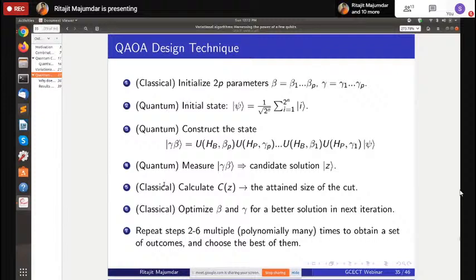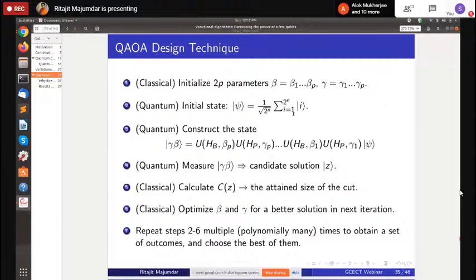So these steps, whatever is written classical, you could have done it in a quantum computer as well, but why bother? Because the first step is you initialize these beta and gamma parameters. So if you have p many iterations, there will be p many beta and p many gamma. So you initialize them randomly. These are random number generators, right? And you can just do that in a single line of Python. Why would you bother to take this to a quantum computer? So you do it in a classical computer.